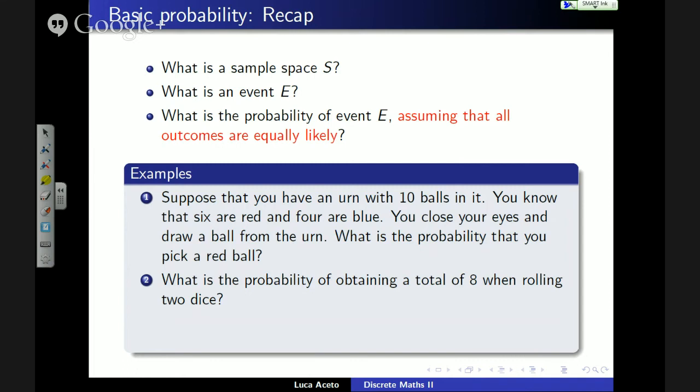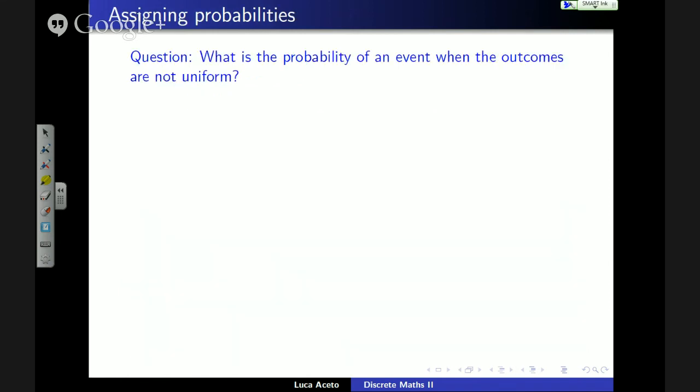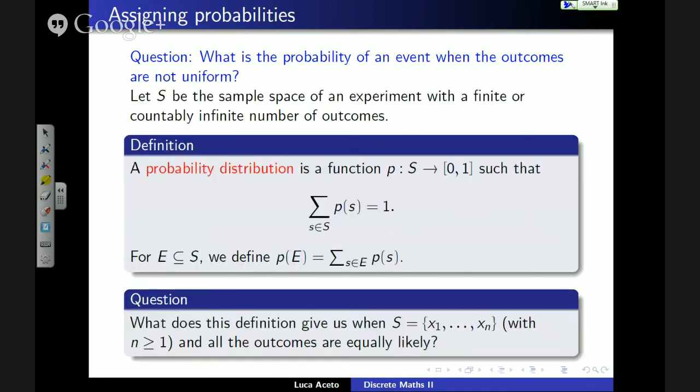Fantastic. But now let's move on to a world where things are not equally likely. So what is the probability that I'm going to get a Nobel Prize? It's 0. So that's a 0 probability event. But the probability that someone else might get the Nobel Prize is going to be higher. It's going to be non-zero. So it's not equally likely that I get the Nobel Prize and that someone else, a super scientist, gets the Nobel Prize. So what do we do in that case? Here's what we do.